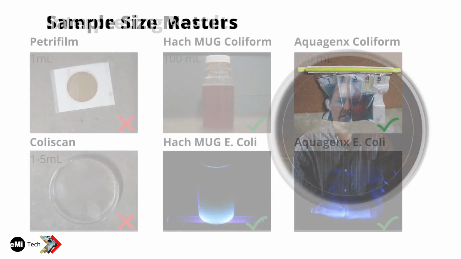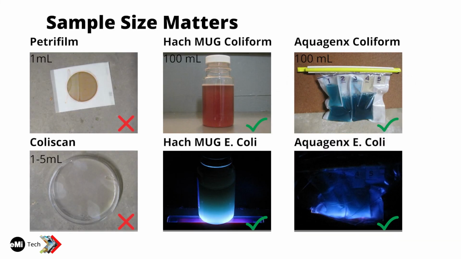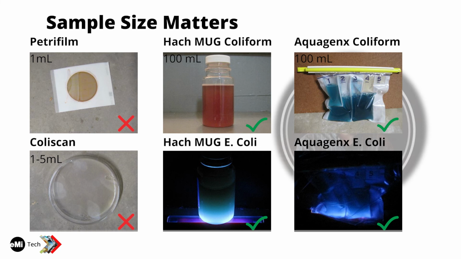One final word about that little experiment. This is just a collection of pictures from the tests that I personally did. And what you'll notice here is that all the tests that are 1 milliliter tests, the Coliscan and the Petrofilm, in my case, came up with the absence of any bacteria. The tests that were 100 milliliter tests, whether it's the Hawk mug test or the Aquagenix test, both of those came up with presence of both coliform and E. coli. So this is why I think the size of the sample matters. Those small 1 milliliter samples, you can miss things.